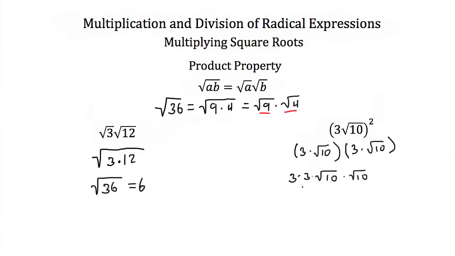Well, 3 times 3, that's 9. The square root of 10 times the square root of 10, I can think of that as the square root of 10 squared. If I square a square root, those operations cancel. So I'll just be left with 10. So I end up with 9 times 10, or just 90.